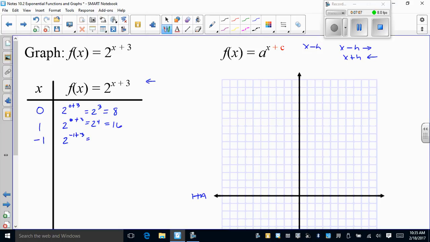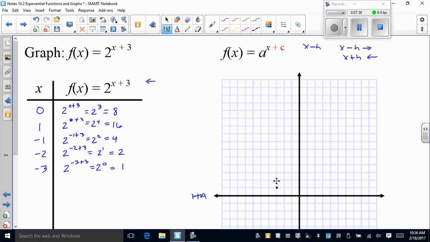Negative 2. 2 to the negative 2 plus 3 equals 2 to the first, which is 2. And negative 3, 2 to the negative 3 plus 3 gives me 2 to the 0, which is 1. So at negative 3, that is when I get my 1. And notice our graphs are exactly the same from there.